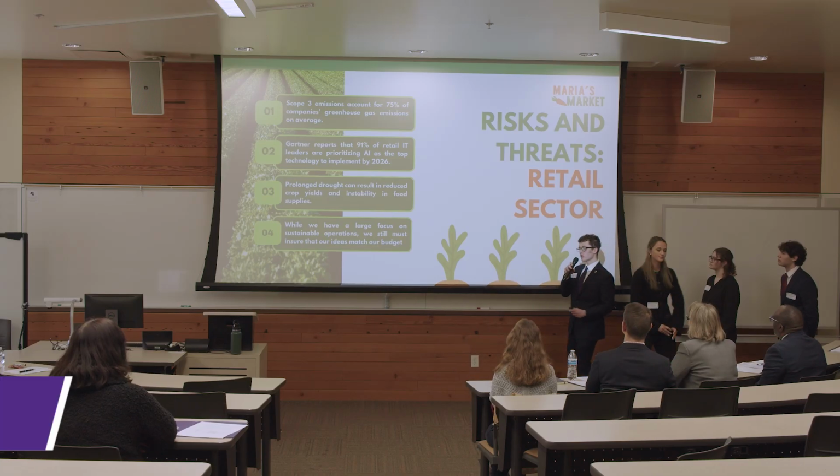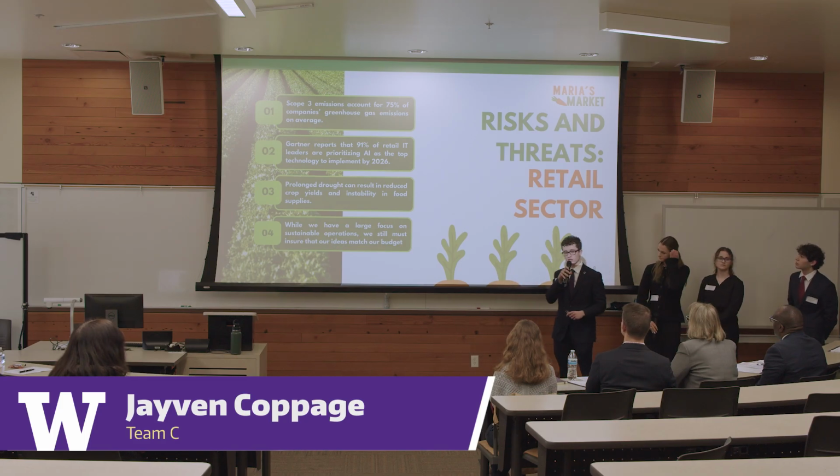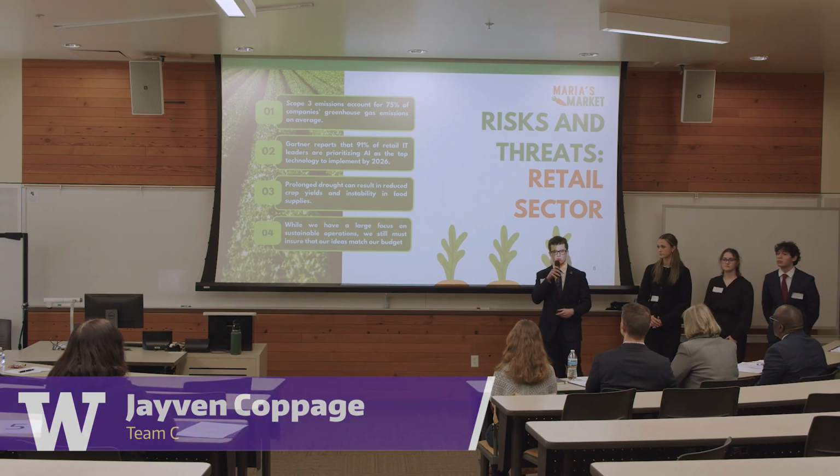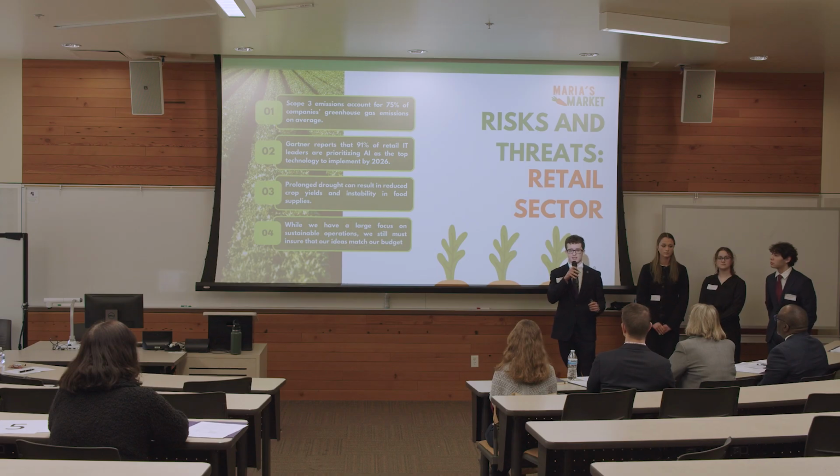Thank you, Margaret. Before we get into our initiatives and methodologies, we first must recognize some of the risks and threats to the retail sector. As companies switch to a more sustainable mindset, one of the biggest problems they face is Scope 3 emissions. In fact, Scope 3 emissions account for 75% of global emissions from companies. Additionally, a Gartner report shows that 91% of IT leaders in the industry say that AI is the top technology of 2026. As we all know, AI isn't exactly a sustainable resource. So what we have to do is manage sustainability and competitiveness.